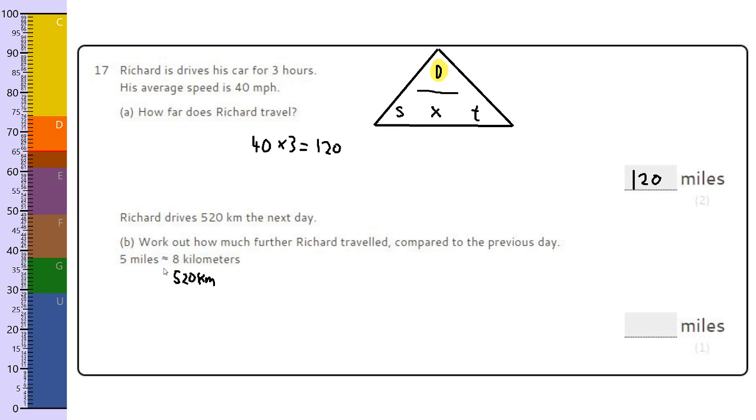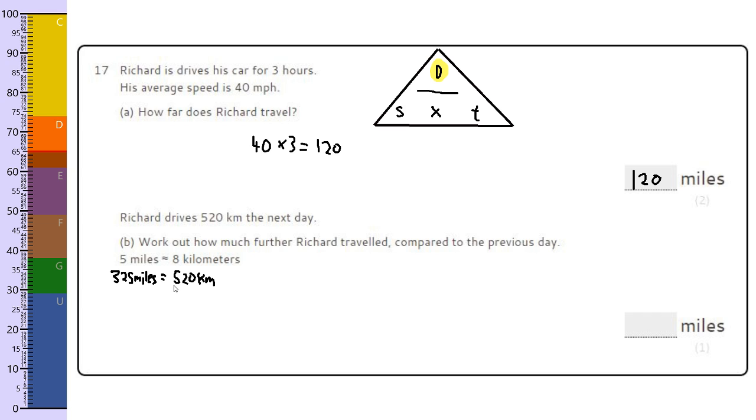Let's try and think of a better way of showing that. So I would say, right, let's type that in. 520 divided by 8 times by 5. And that says it's 325 miles.